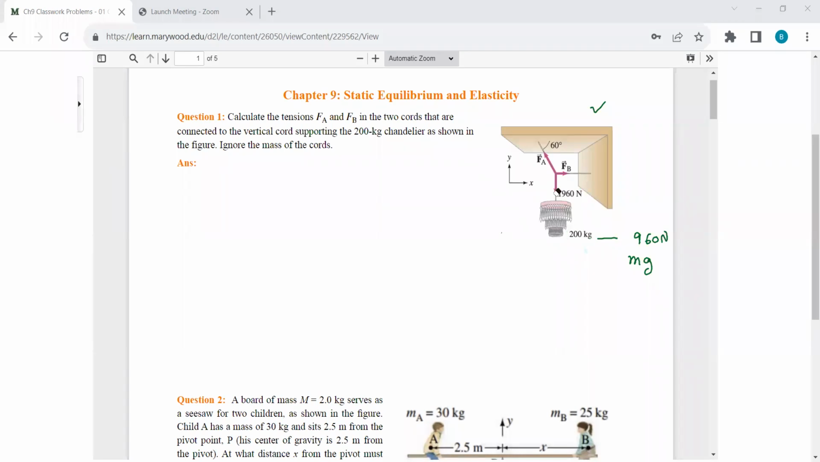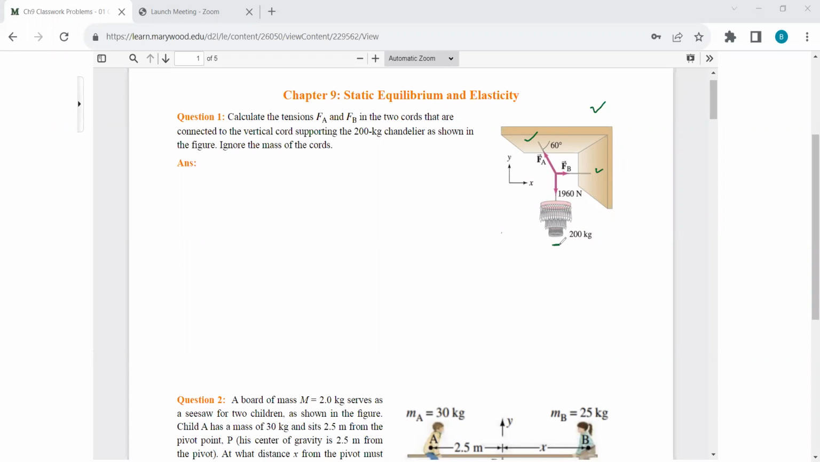All right, so this mass is supported by two strings. Okay, so string one is this one, and string two is this one. Okay, so we have to calculate the tension on those strings. Okay, now this object is in static equilibrium, so we can solve this problem by using the condition of static equilibrium.